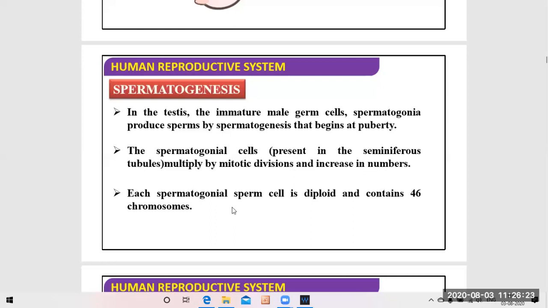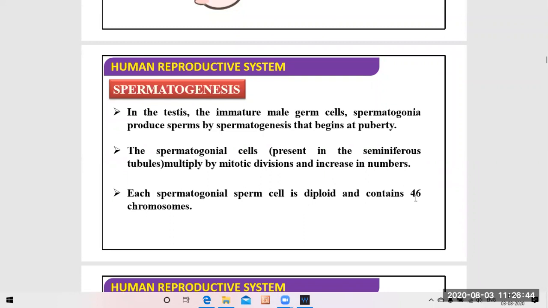Each spermatogonial cell is diploid and contains 46 chromosomes. Remember, diploid means double the number of chromosomes, which we can denote by 2n. It contains 46 chromosomes.